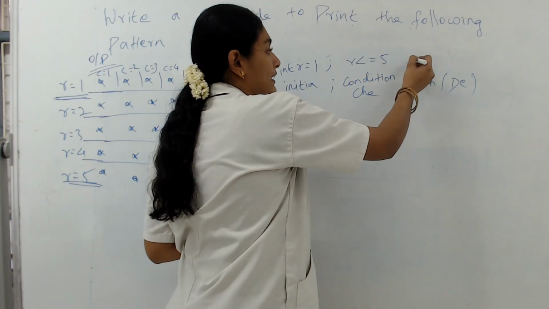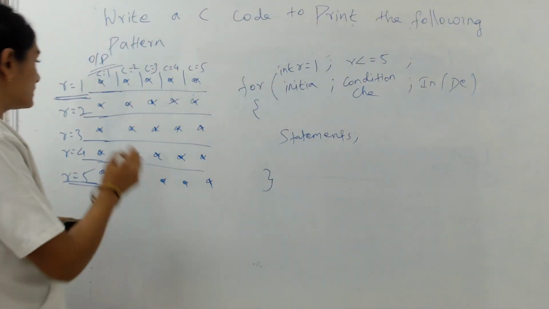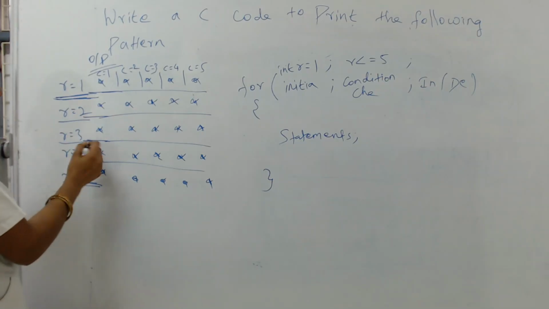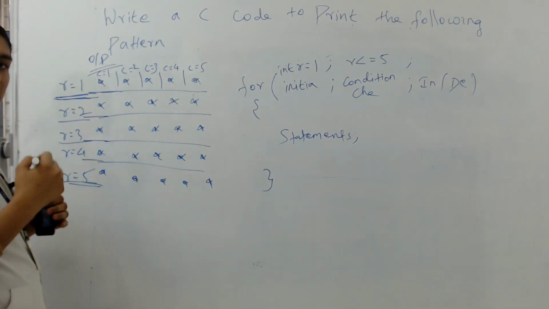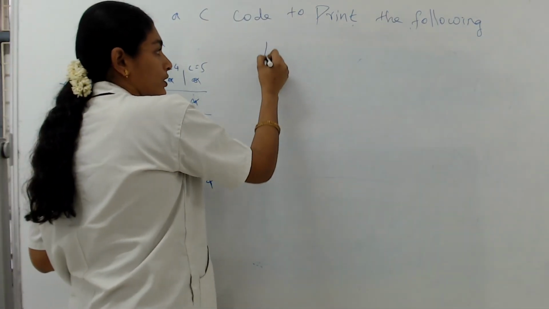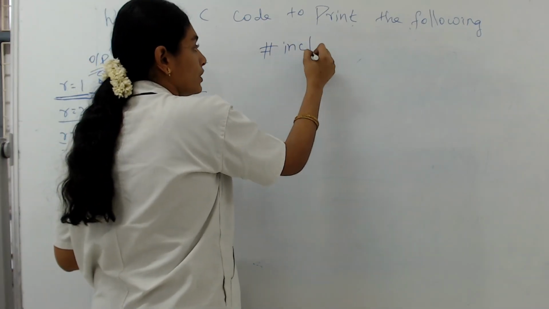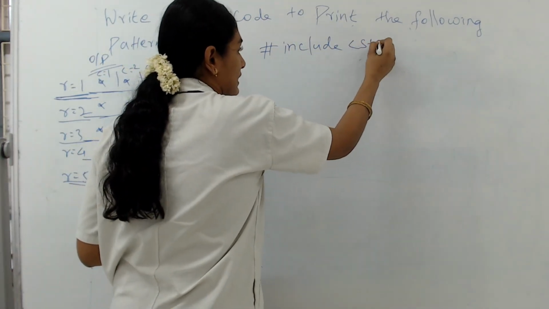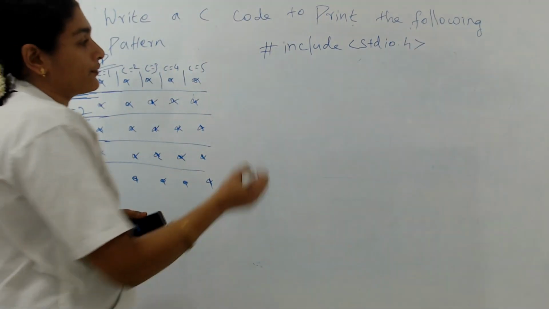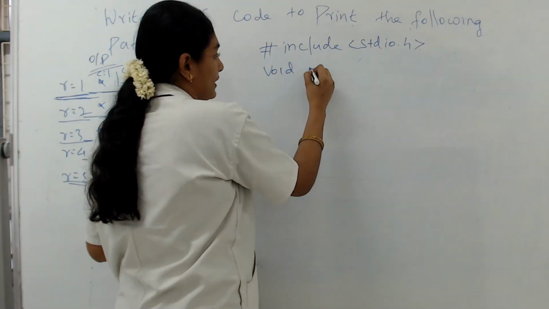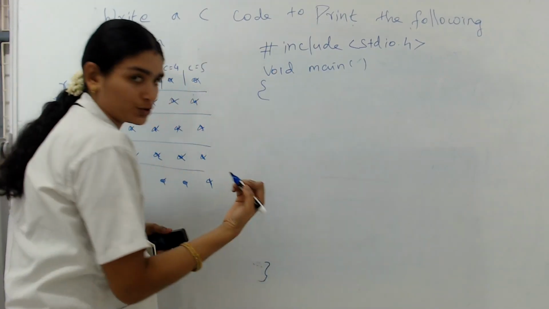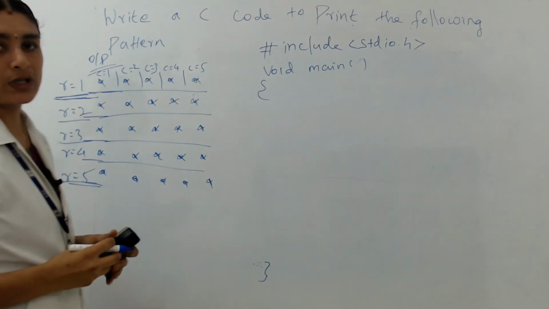Next one is incremental or decremental part. See the R value. First row R equal to 1, for second time R equal to 2, for third time R equal to 3. So R value is incremented by 1 count. So write it like basic syntax of C code, that is hash include stdio.h. This is the first step. Next one is starting of the program, that is void main. Opening close bracket.